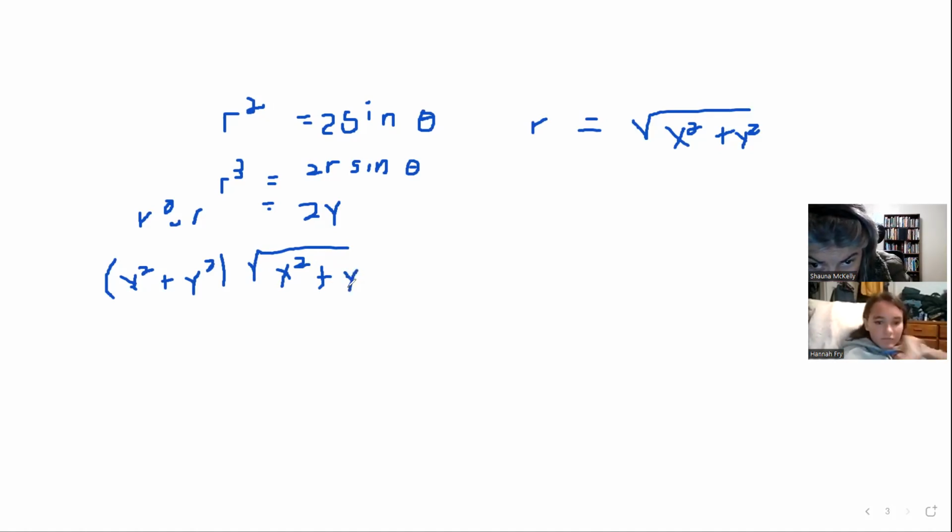Now, if you wanted to be a little more algebraic about this, right? This is 2y, so this would be 2y still. And if I wanted to clean this up a bit, this part here, I've got x squared plus y squared in two places. This is really like x squared plus y squared to the first. And this is x squared plus y squared to the half, right? So I could write this as, if I wanted.